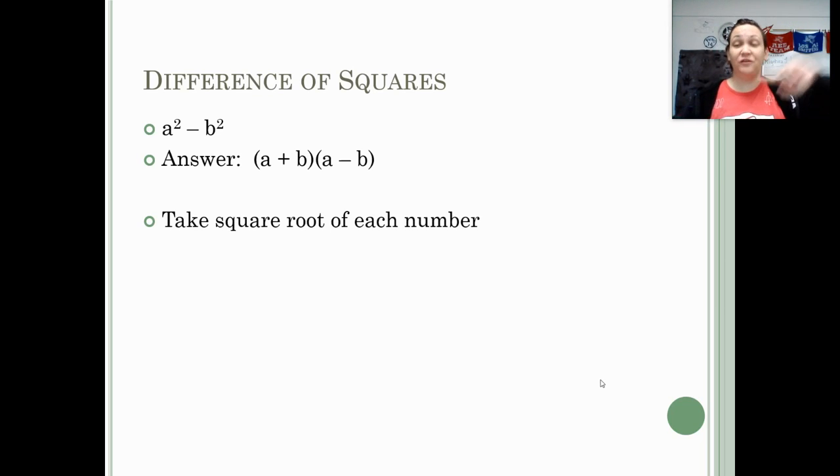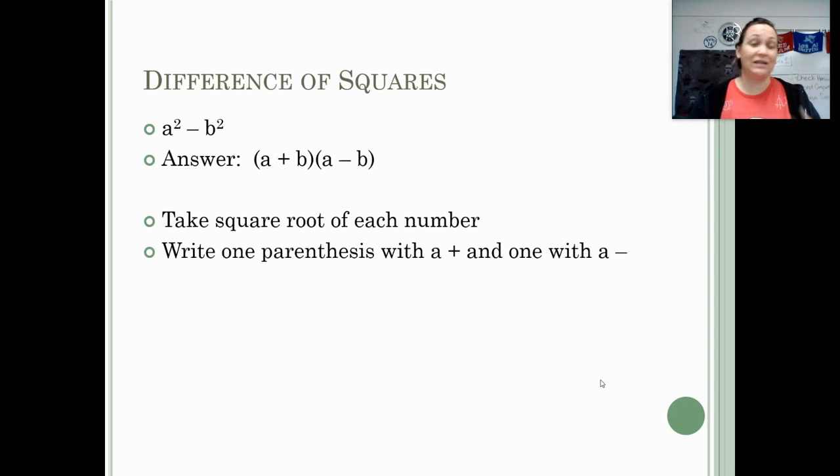And since the a squared came first, I wrote the a first in both parentheses. And then the square root of b squared is b. And since the b squared came last, I put that last in each parentheses. And then you'll notice that each parentheses has a different middle symbol. So one is adding and the other one is subtracting. Because the symbols are different, we can't write it as a parentheses squared. A parentheses squared would be like I multiplied something by itself. But the change from an adding to a subtracting sign means that these are different parentheses and you do have to write them separately.